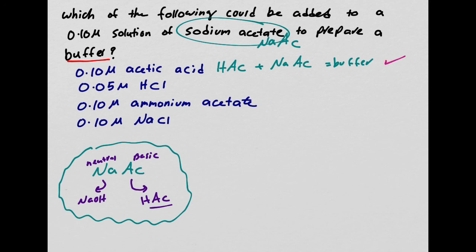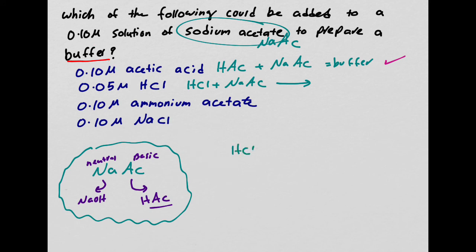That could definitely work. Okay, how about the next one? What if I add HCl to sodium acetate? What happens? Now, don't rush on this one. HCl is an acid. Sodium acetate, we just said that's more on the basic side. Neutral basic is going to be base. So I'm going to have an acid-base reaction here. Okay, so let's do this acid-base reaction.